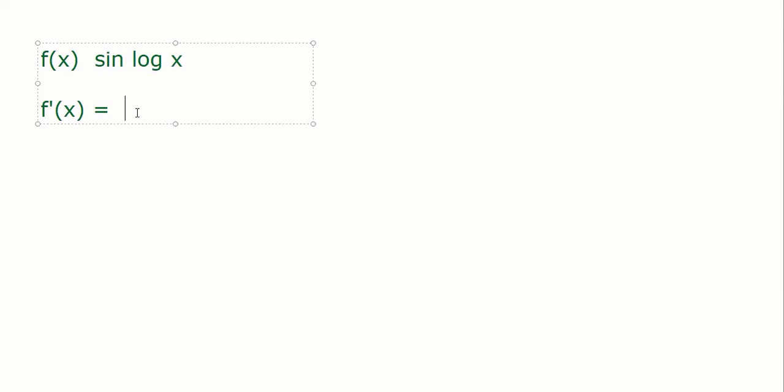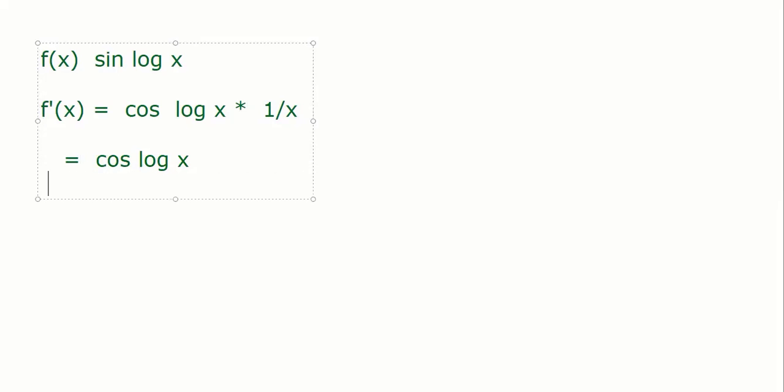So first the derivative of sine, that is cos of log x, into the derivative of log x, that is 1 by x. That's it. So, all very simple, easy.